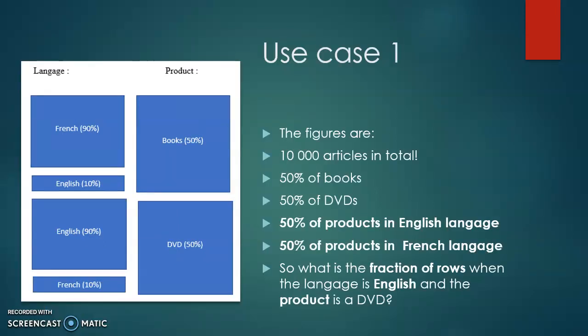You can see these figures as follows. Let's say also that we have 10,000 articles in total. So we have 50% of books, as we saw, and 50% of DVDs. But if you take a careful look, we see that we have 50% of products in English as well, and 50% of products in French as well. So we may ask, what is the fraction of rows from our database when the language is English and the product is a DVD? How should the database optimizer proceed?